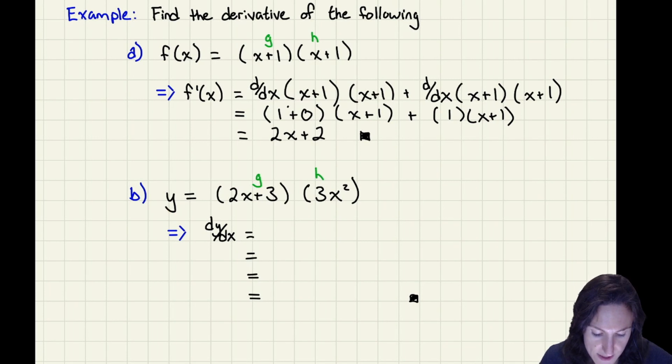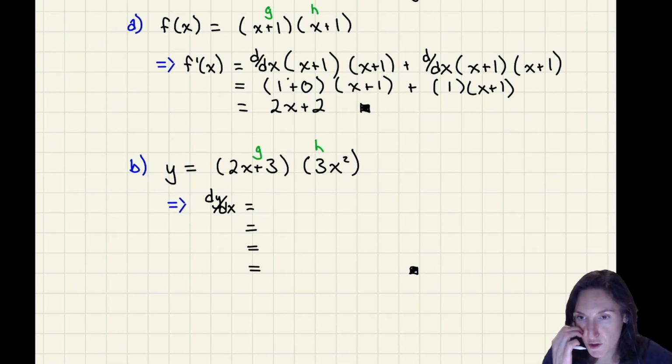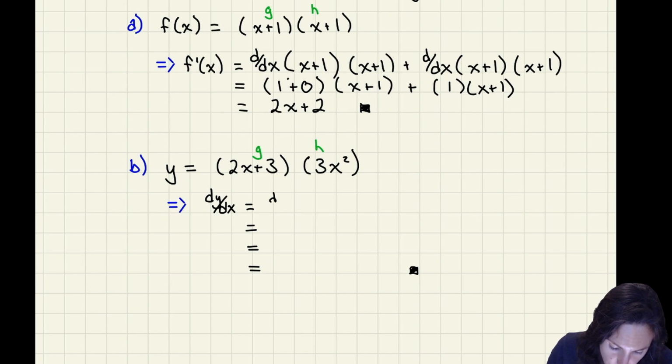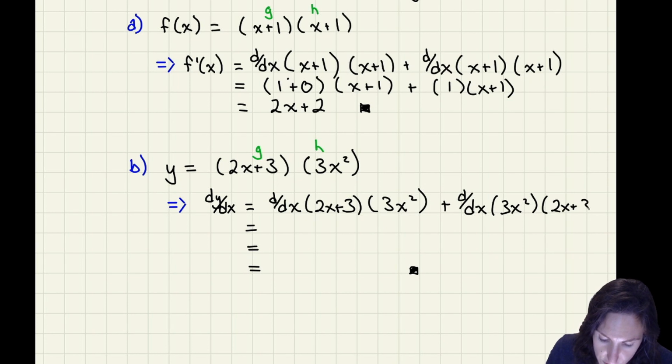Now let's say we have y is equal to 2x plus 3 times 3x squared. So this is like one function, this is like the other function. Now, because this function is called y, in terms of its derivative name, we're going to call it dy dx. And again, we're going to write out the formula. So the derivative of the first term, so d dx of 2x plus 3 times the second, plus the derivative of the second term, so d dx of 3x squared, times the first.